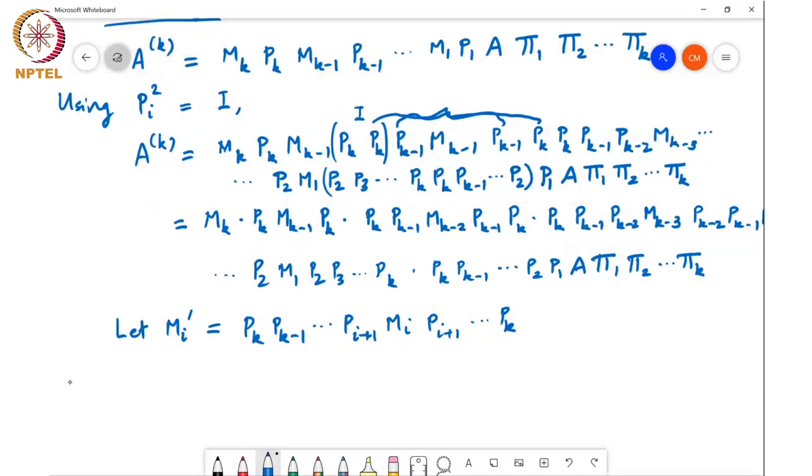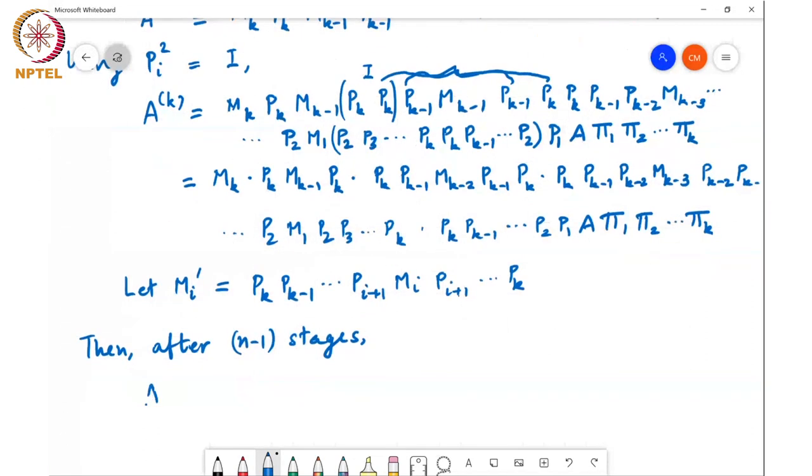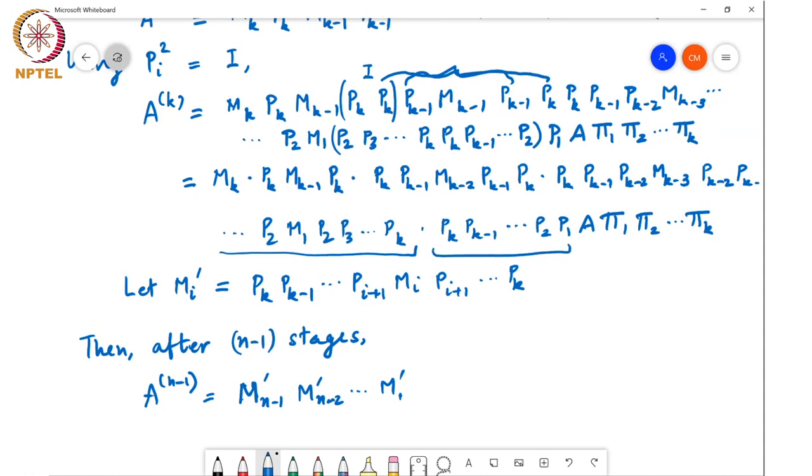Then after n minus 1 stages, what we have is that A_{n-1}, which is an upper triangular matrix, is equal to M_{n-1} dash, M_{n-2} dash, all the way down to M_1 dash, times, so I have all this together till here, that will give me M_1 dash, and this product, which will be P_{n-1} down to P_1, I'll call that P, and then this is A, and then this product pi_1 through pi_{n-1}, I'll call that pi. And this is an upper triangular matrix U.